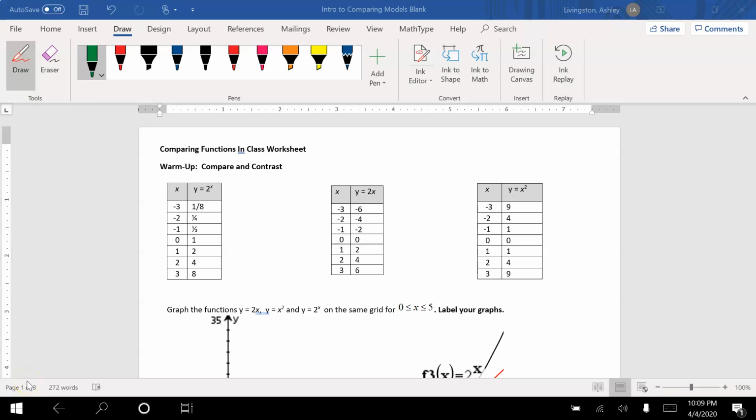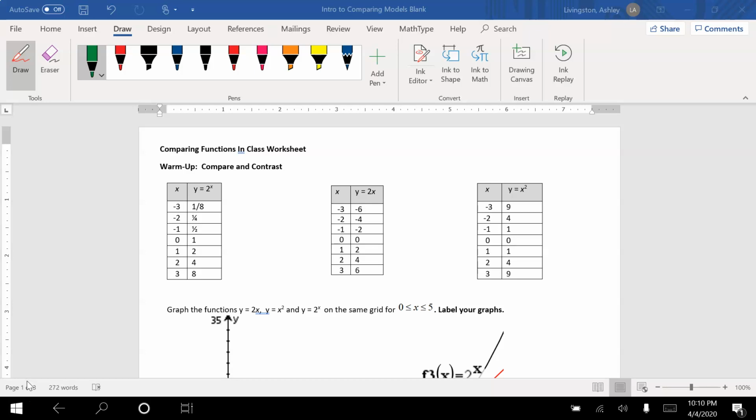Everyone, this is our first day of Unit 8, which is about comparing models of functions and also studying nonlinear systems. So today we're going to start by comparing functions. I'm utilizing this comparing functions in-class worksheet that is posted on Schoology.